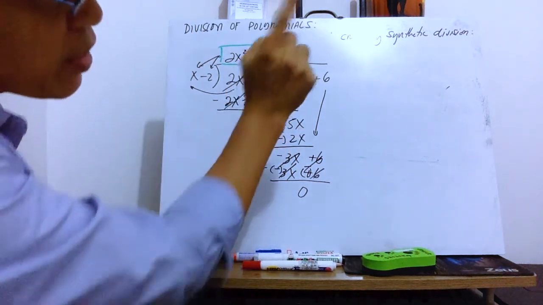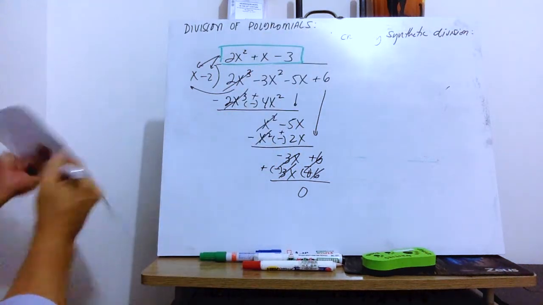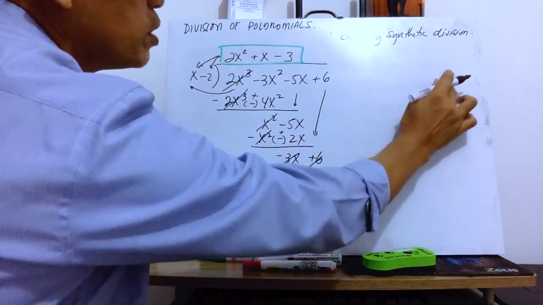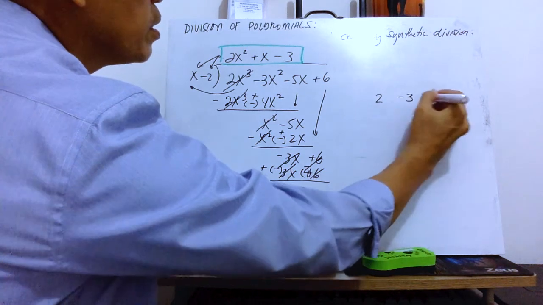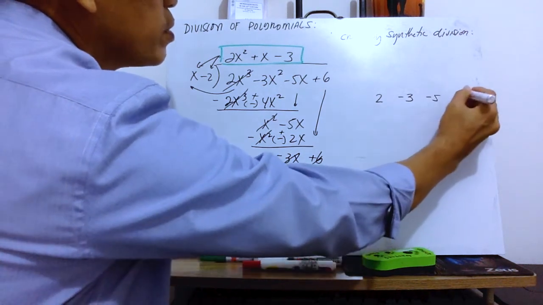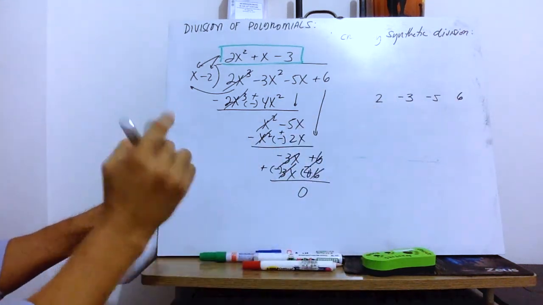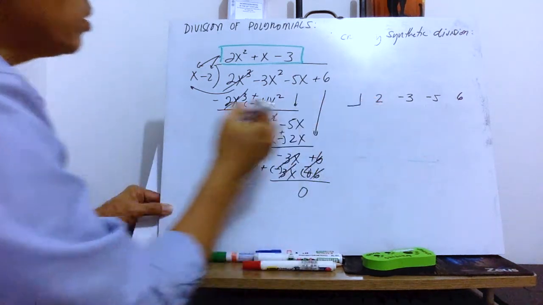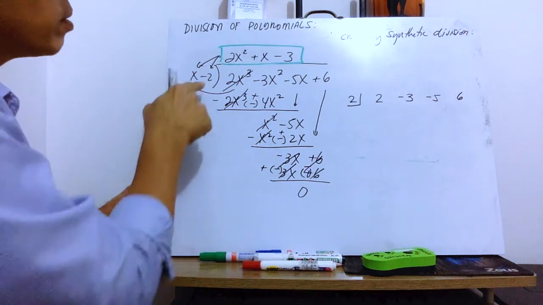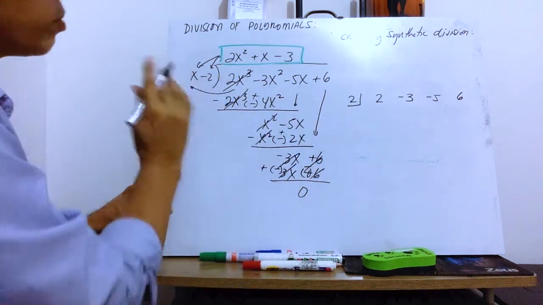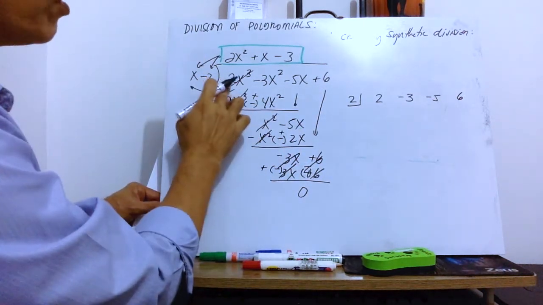Let's check by synthetic division. Okay, let's write all the coefficients: 2, negative 3, negative 5, 6. Divisor, negative 2, positive 2. Always change the sign of your divisor. Negative 2, positive 2. Forget about the x. 2, negative 3, negative 5, 6.